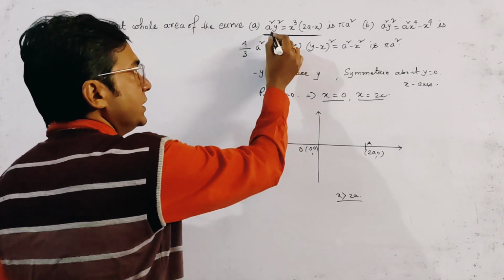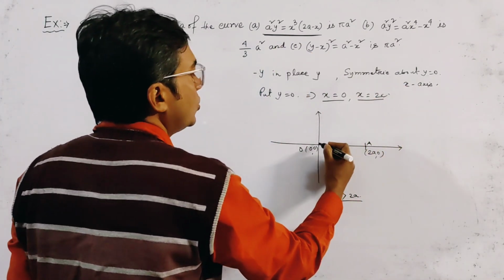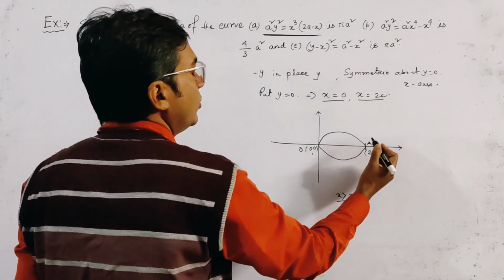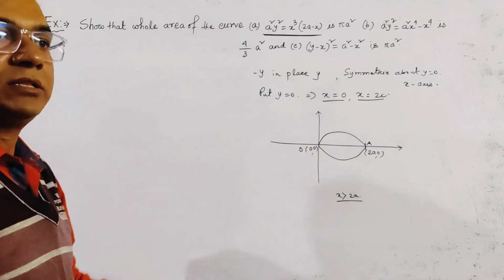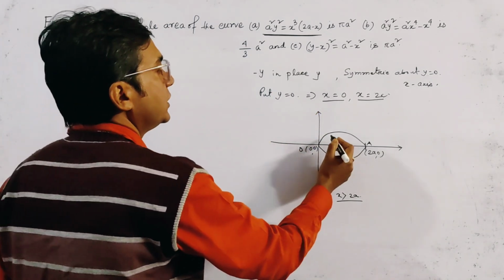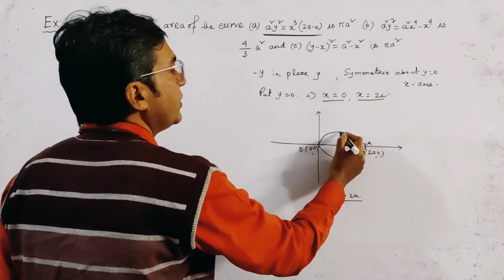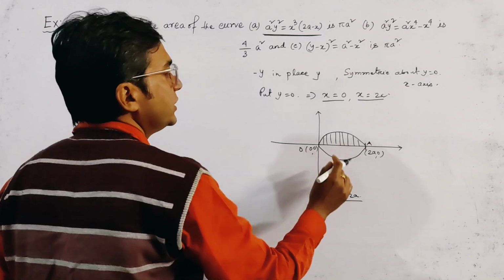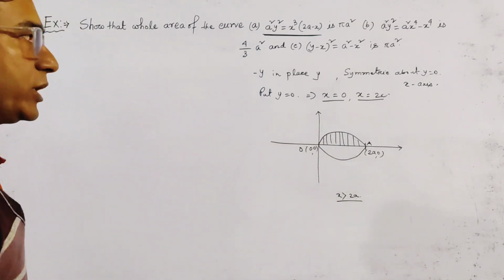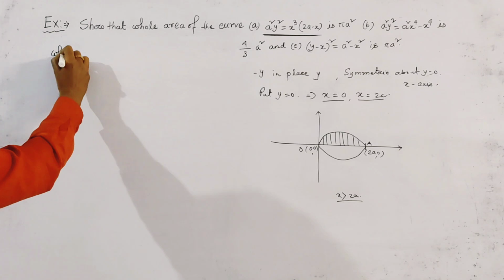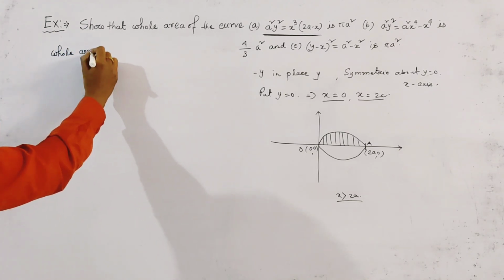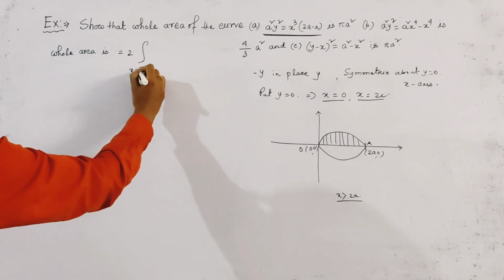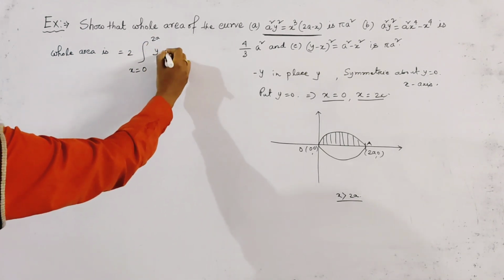Since the curve is symmetric about the x-axis, it has a loop between O and A, and the curve looks like this. Now we have to find the total area. We first find the area of the upper portion and multiply it by 2, then we get the whole area of the curve. So the whole area is given by 2 times the integral from x equal to 0 to 2a of y dx.